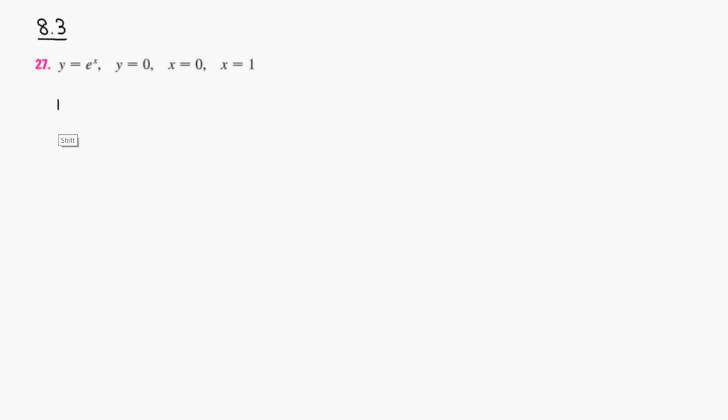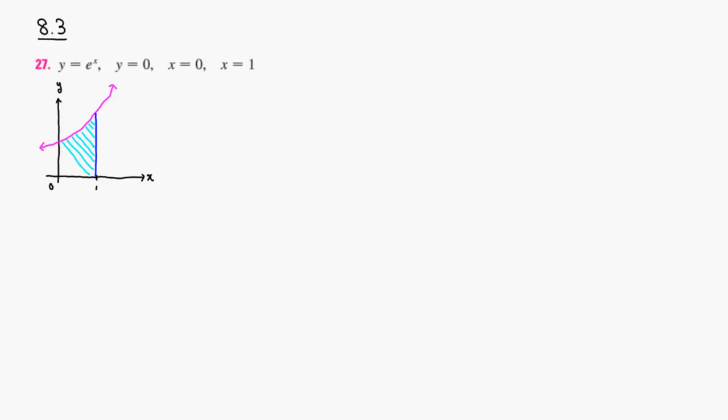We have the x-axis and y-axis here. Then e to the x is an increasing exponential function that goes through 1, so it looks kind of like that. You're going from x equals 0 to x equals 1, so it's going to be somewhere probably around here. We have something like that, and this is the region.